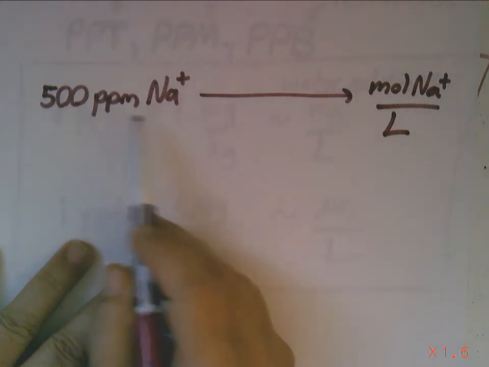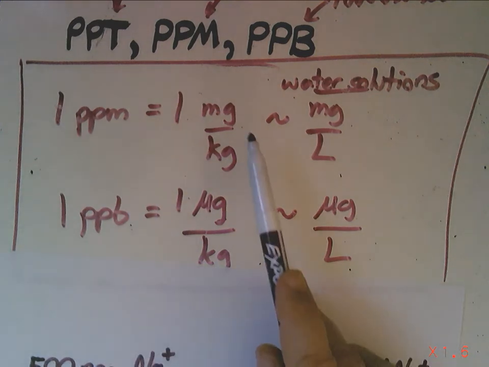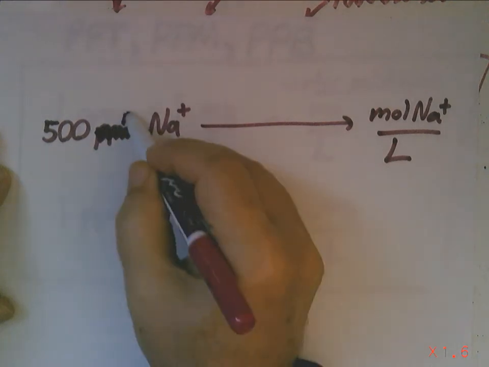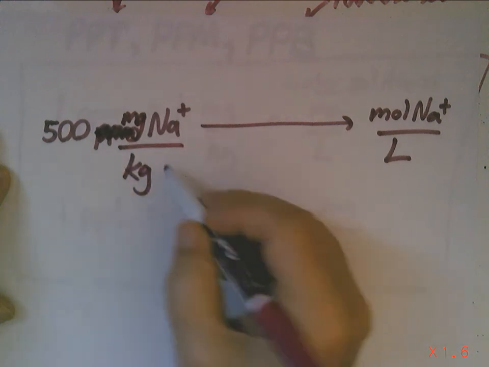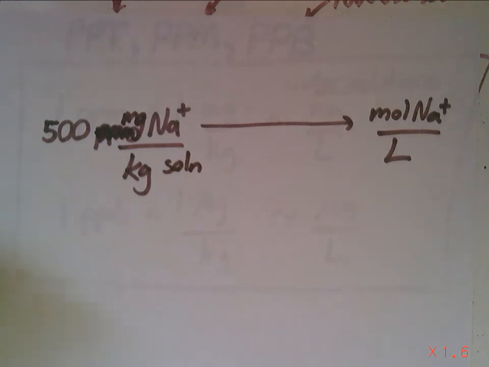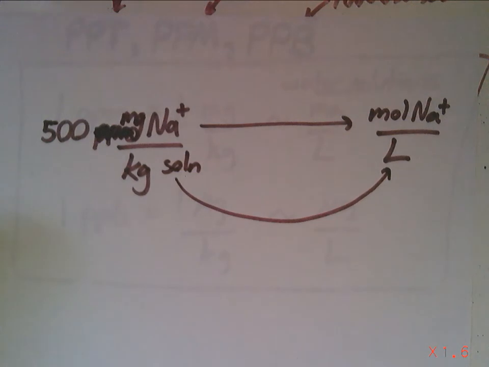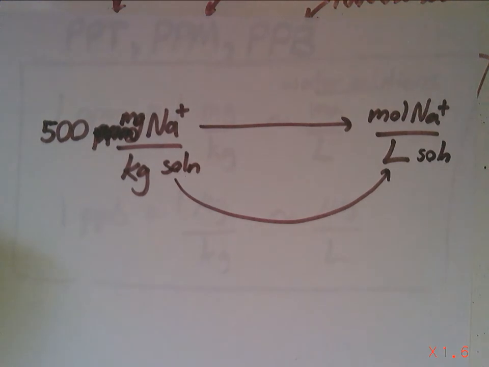Now, it is so much easier if I remember what we were just saying here, that a part per million is milligrams per kilogram. If I put milligrams per kilogram there, that makes it a little easier. I would have to know the density in order to convert kilograms of solution into liters of solution. If it was a dilute aqueous solution, the density is about 1, because that's the density of water. It's about 1 kilogram per liter.